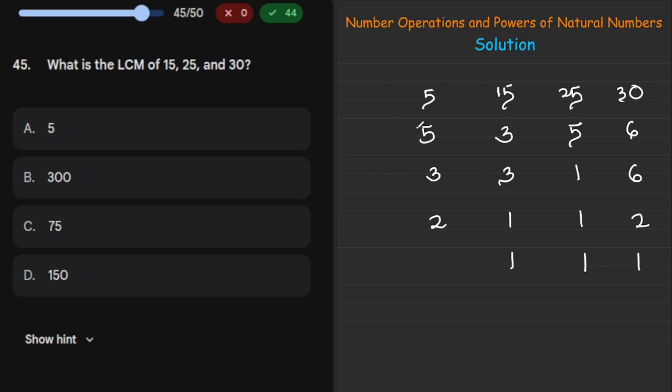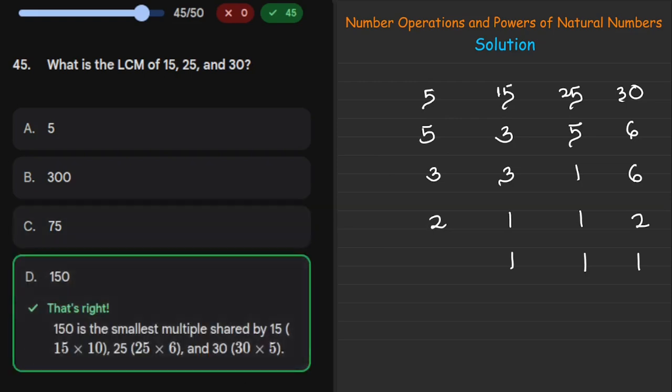So our LCM is 5 times 5, which gives us 25. Then 25 times 2, which gives us 50. Then 50 times 3, which gives us 150. So our answer is what? 150.